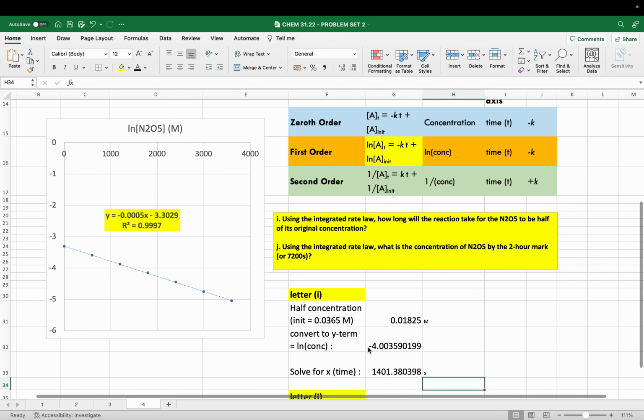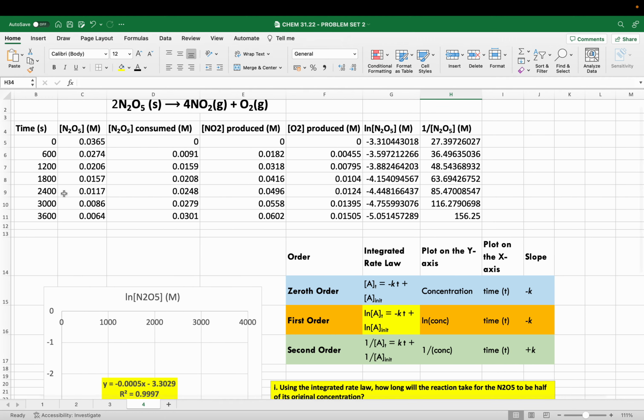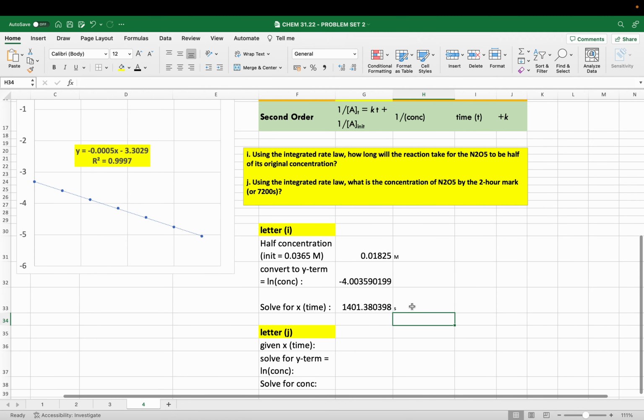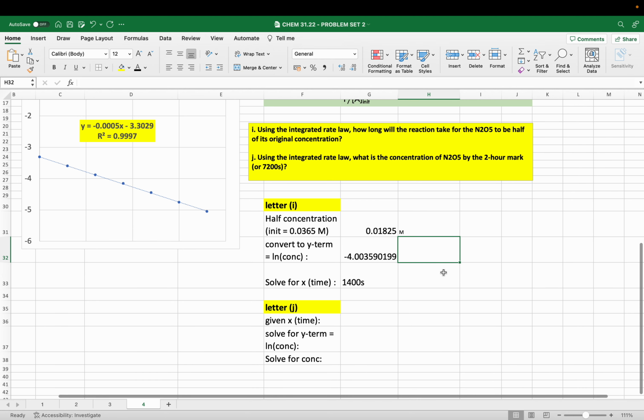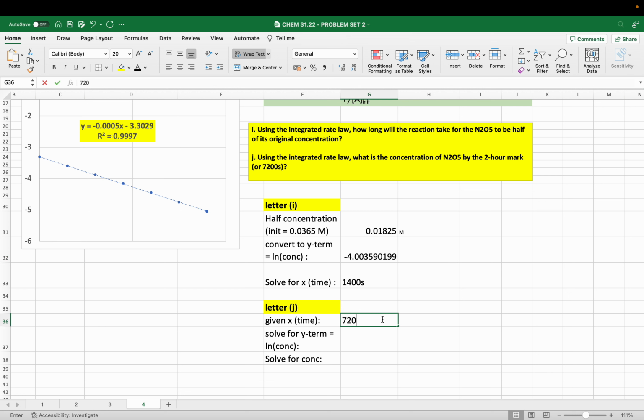If you look at the time scale that we have, everything has just two significant figures, so your final answer should be around 1,400 seconds. Let's do something similar to solve for the concentration of dinitrogen pentoxide by the 2-hour mark, or at 7,200 seconds. So our given is, again, we want to know the concentration at x equals 7,200 seconds.